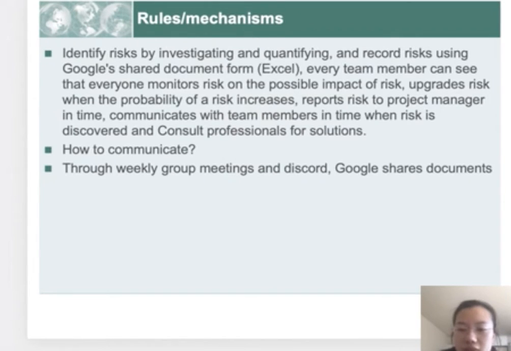Every team member can see it, and everyone monitors risk based on the possible impact of the risk, and upgrades the risk when the probability of a risk increases. Report the risk to the project manager in time, communicate with team members in time when a risk is discovered, and consult professionals for solutions. We communicate through weekly group meetings and Discord and Google shared documents.